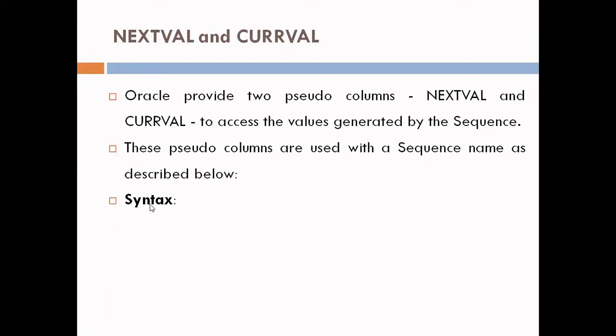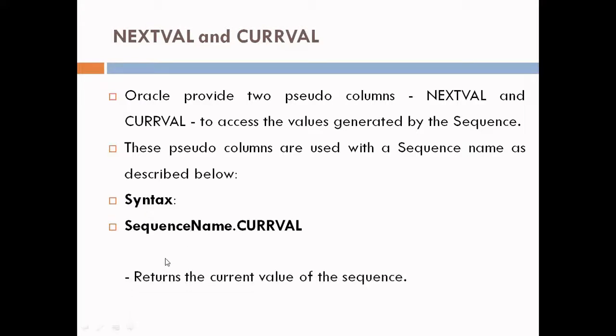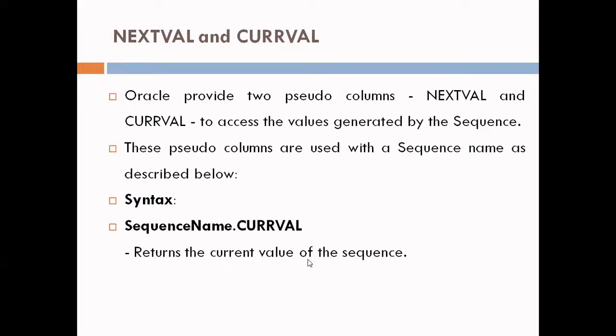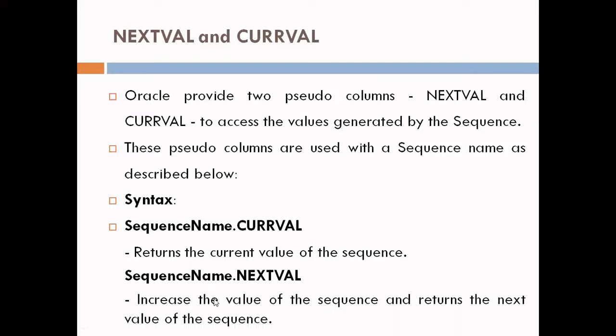Like how we can access. The syntax is sequence name dot currval. Here I have to write my sequence name dot currval. It will return the current value of the existing sequence. Sequence name dot nextval will return the next value of the sequence.